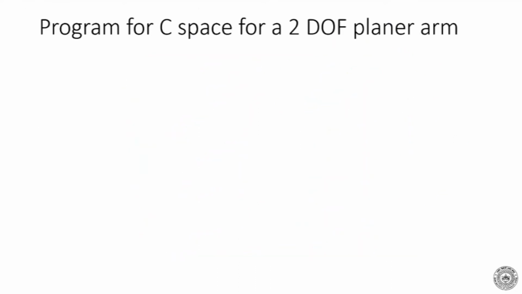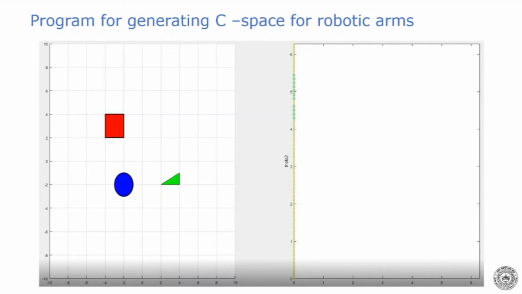Okay, so now let's look at the program. We have looked at a program. Now let's look at another example of how the program works. Remember that in this particular case, as shown here, there are three obstacles. You can see there is a blue circle, a green triangle and a red square, and we have a manipulator which is starting from here to here. That is my manipulator. This is my 0, 0. So link lengths L1 is equal to L2 is equal to 3 units.